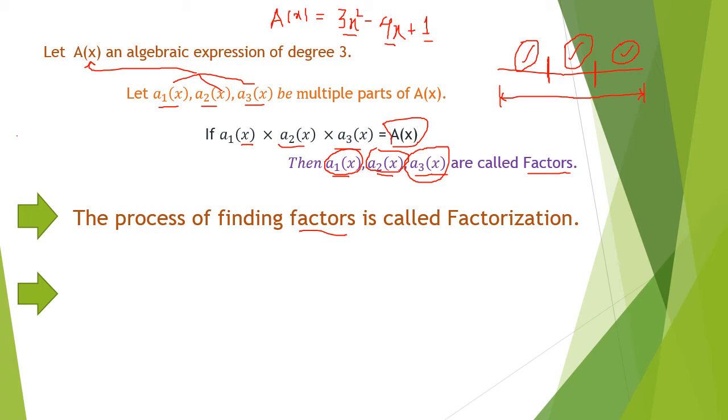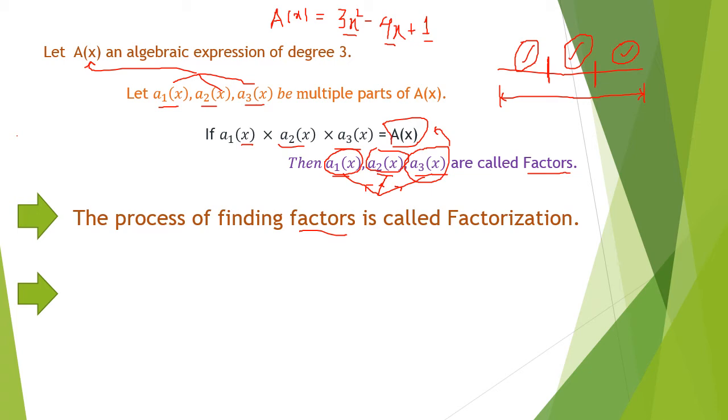which, after combining them, if we get the original algebraic expression, then these parts are the parts of the algebraic expression ax, and if we again combine them and they are able to give the original algebraic expression, then we can call them factors.